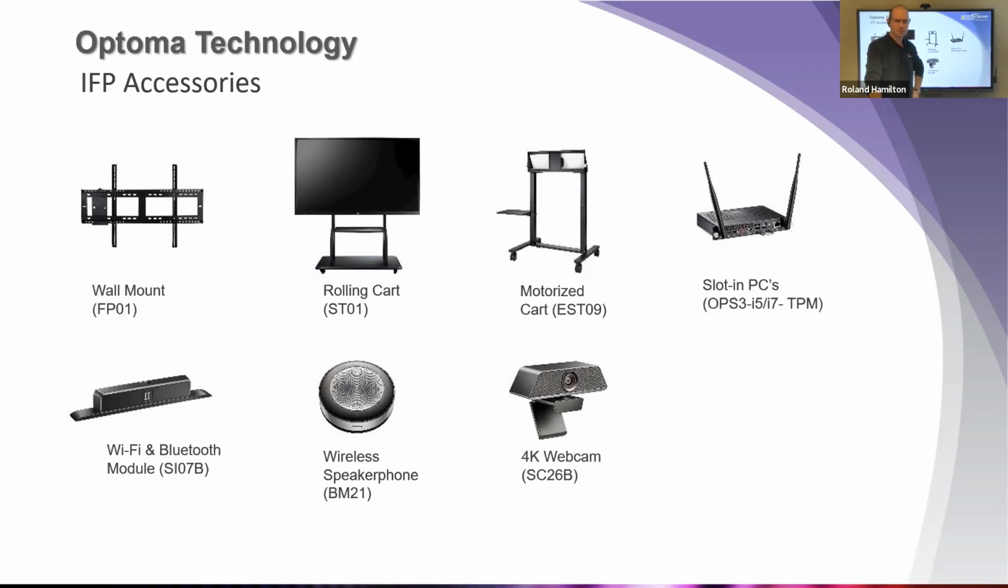I'd like to talk a little bit about the interactive flat panel accessories that we offer. We've got a basic VESA wall mount that's available, so you can just mount it right to the wall. Or you can also use that same wall mount to attach the interactive flat panel to a rolling cart or our motorized cart. The rolling cart just gives you the capability to move the interactive flat panel to the side of the room if it's not really being used that day, or you can move it down the hall to another classroom.